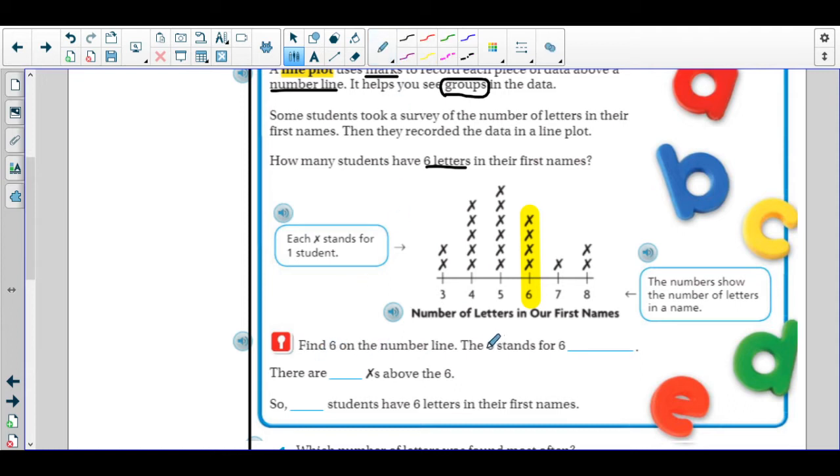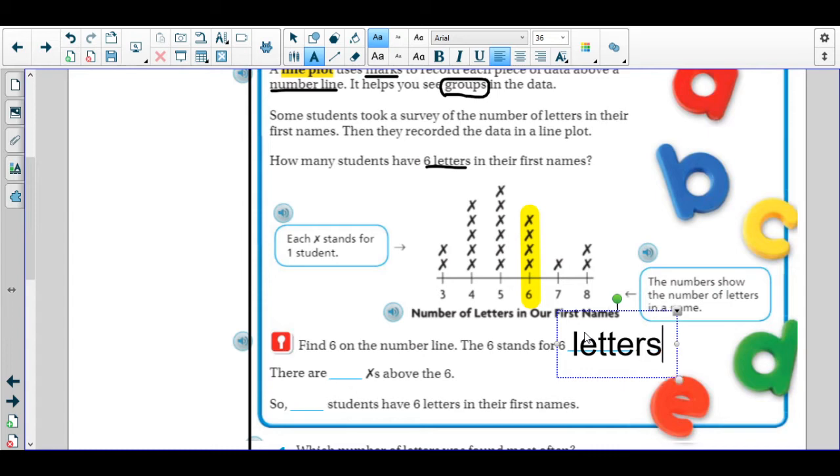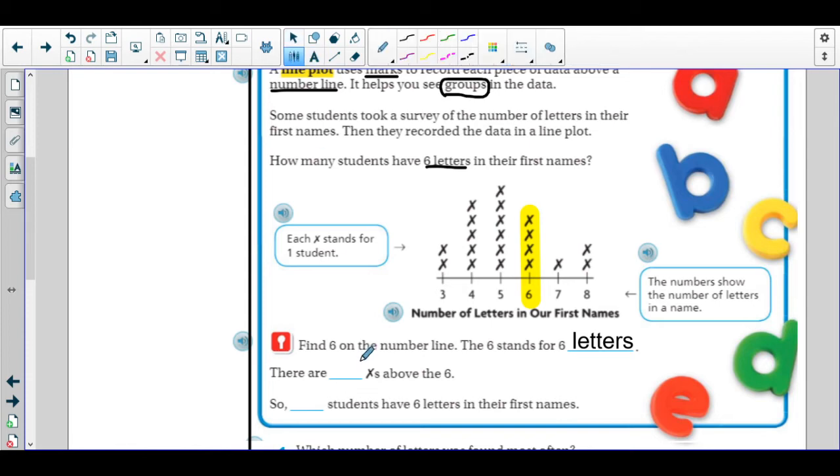So find 6 on the number line. The 6 stands for 6 letters in the first name, because it's right here. There are 1, 2, 3, 4 X's above the 6. So 4 students have 6 letters in their first name.